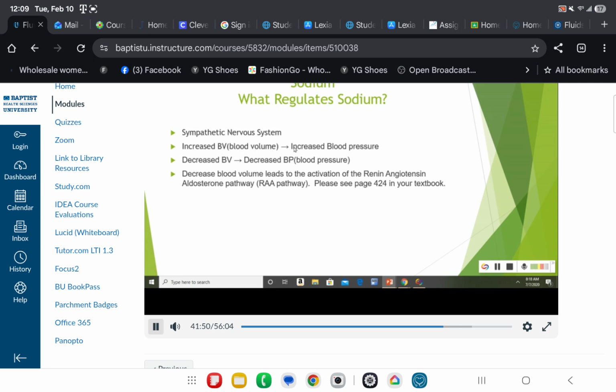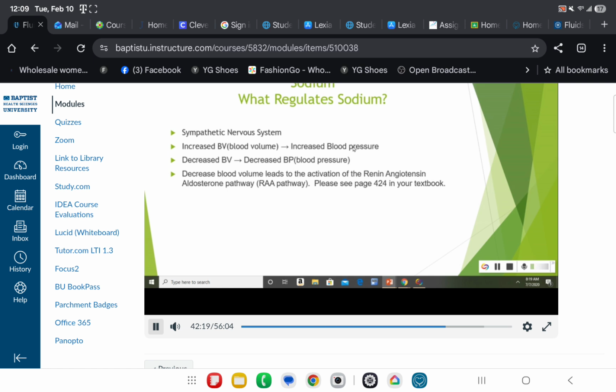Okay. So if you have an increase in blood volume, you have an increase in blood pressure. The body's going to always want to maintain a normal blood pressure. So with that increased blood volume and increased blood pressure, you're going to have increased excretion of sodium by the kidneys. So basically, if you start to lose sodium in your urine, water follows sodium, and when that water follows sodium, that helps to bring your blood volume and your blood pressure back to normal.